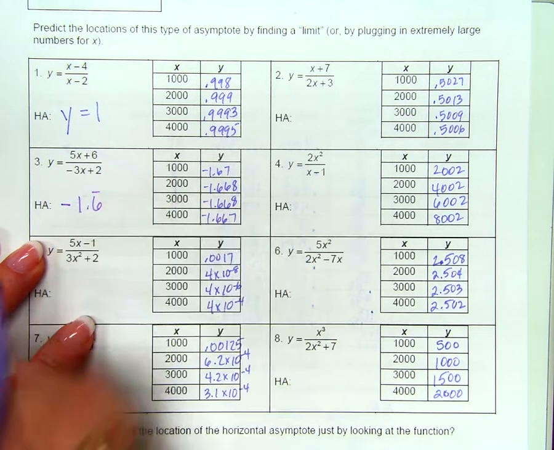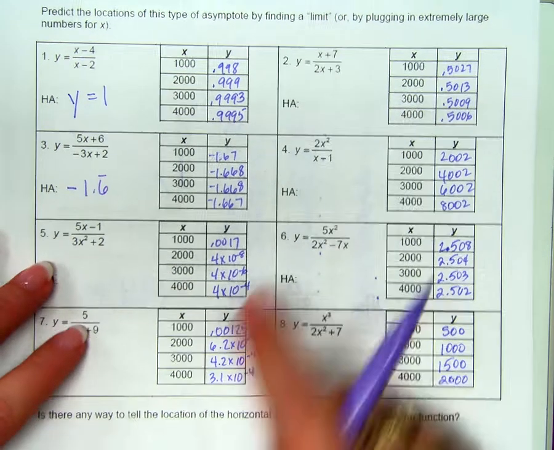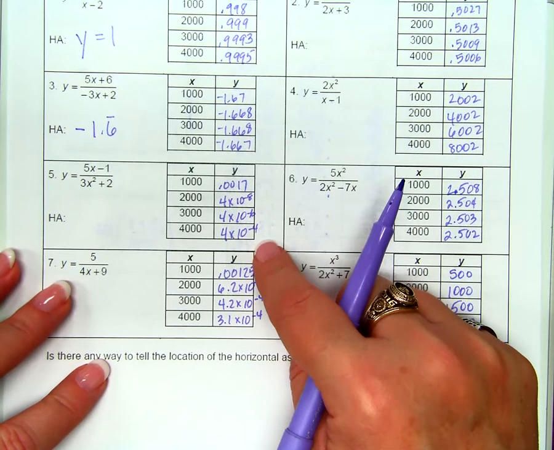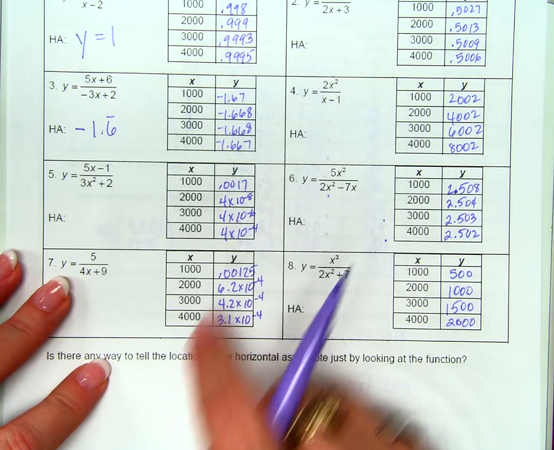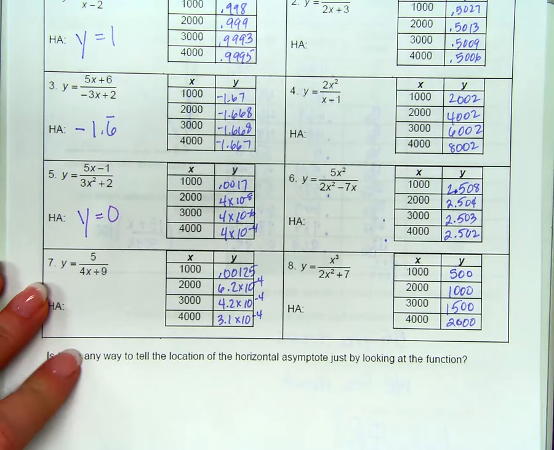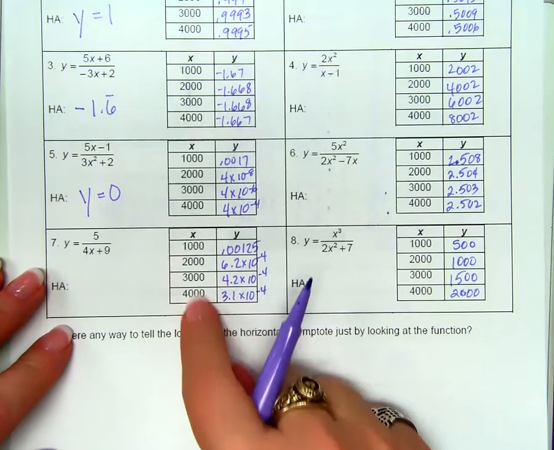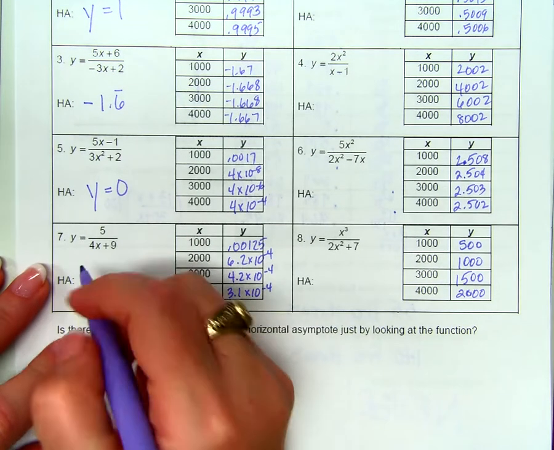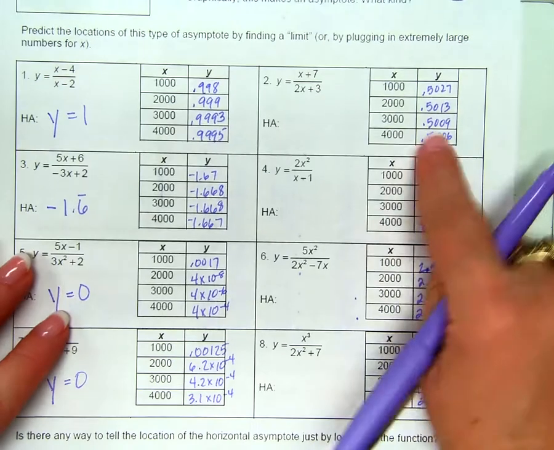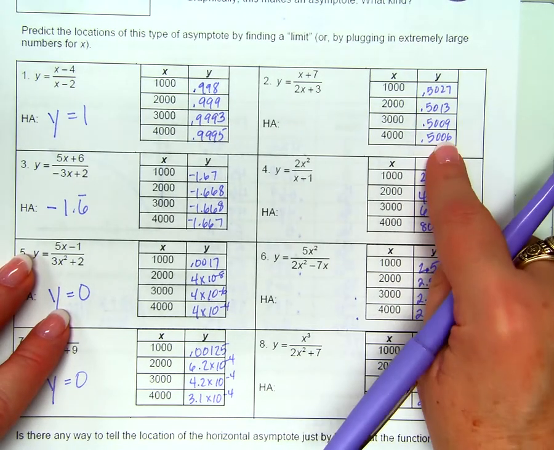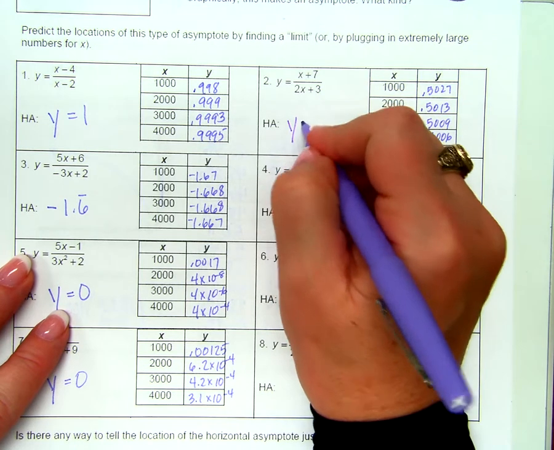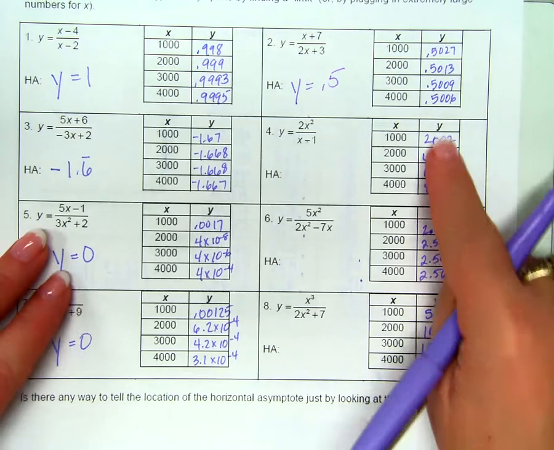Where's this one going? It's getting closer and closer to what? 1.6 repeating? Where's this one going? This one's not quite as easy to tell because it's got scientific notation. Can I just tell you? It's going to 0. As x is increasing, where's this one going? Also to 0, right? What about this one? As x is increasing, where's y going? What's it approaching? 0.5, right? Good.